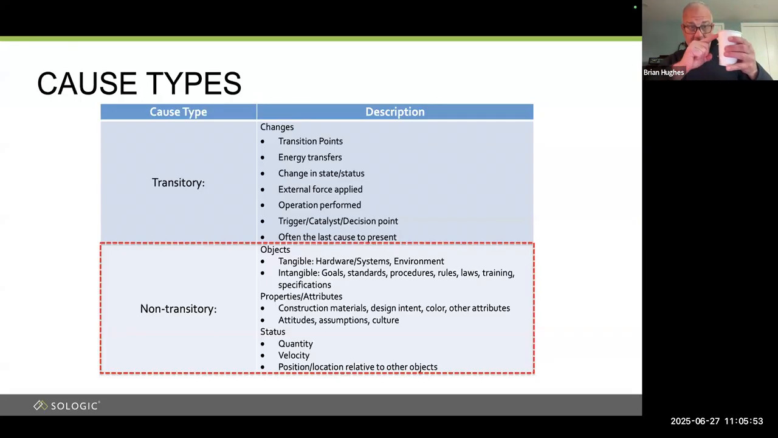That's a status because it started out up here. And guess what? It's about to go lower. Ooh, let's drink the whole thing, right? So now the status is there is no coffee in the cup. And quantity, velocity, position, location, all of this.